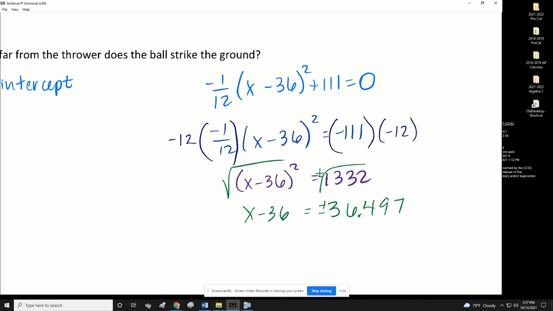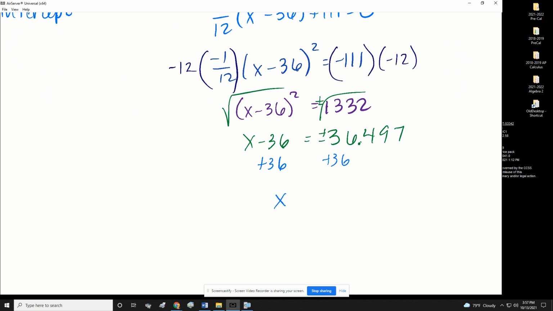Okay, and then finally, I would just need to add 36. All right, so if I add 36 to the positive version, it's going to be 72.497 feet. If I add it to the negative version, it's going to give me negative feet. So it's like the ball hit the ground before it was thrown, which doesn't make sense. So in this case, the negative square root doesn't make sense. So we would only do the positive square root.